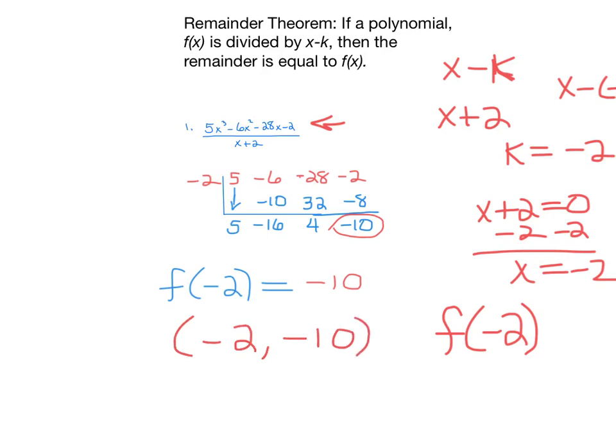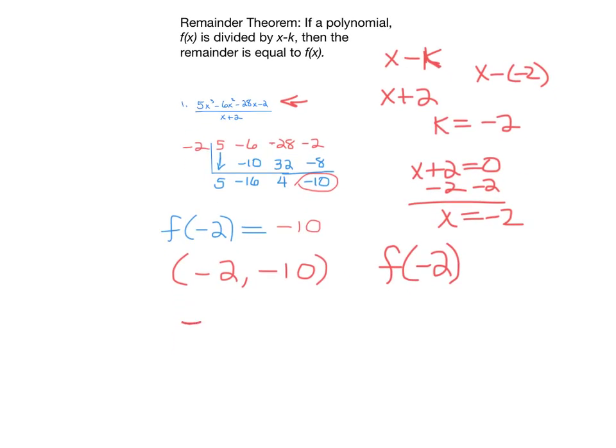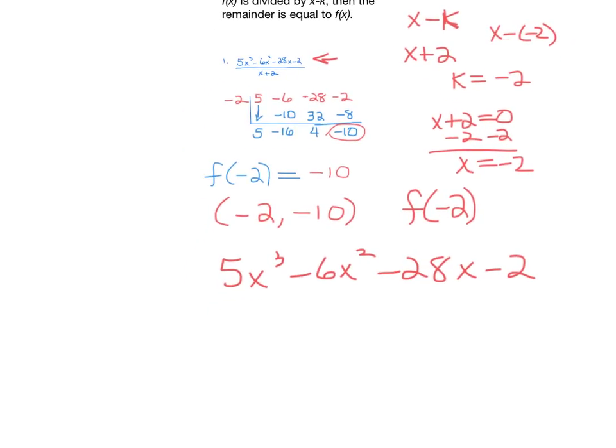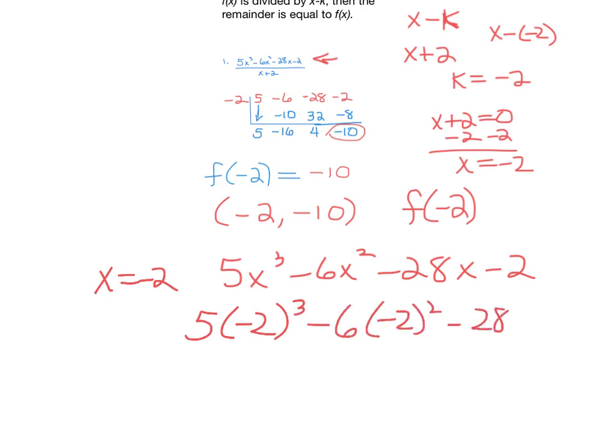Now, before we learn this cool tool, if we wanted to find out what the value of 5x to the third minus 6x squared minus 28x minus 2 is when x equals negative 2, it's kind of a lengthy process. I have to plug it in, cube it here, square it here, multiply it by negative 28. And once I do all of this and follow PEMDAS, the answer I'm going to get from this long problem is going to be negative 10.